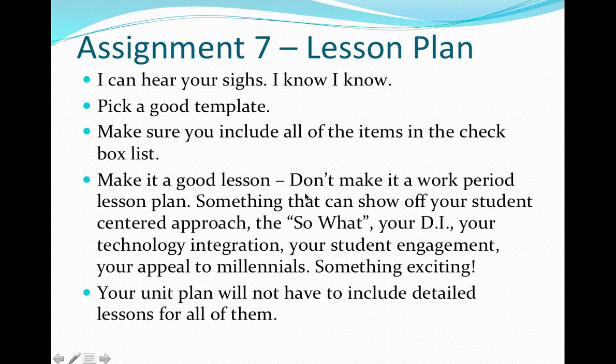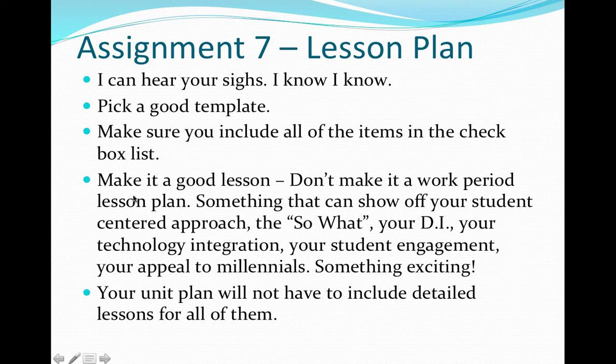Don't give me the work period lesson plan where you're going to send them down to the library to do some research and that takes up the whole 60 minutes. I'm looking to see how you plan things down. How do you break it down? Where's your hook? Where's your application? Where's your higher order thinking questions for them? Where's the so what? Where's the DI? Where's the technology integration? How are you engaging them? Make it something exciting for me, okay? That would make it the lesson plan you would love if I was in the classroom to watch you teach it. That kind of idea.